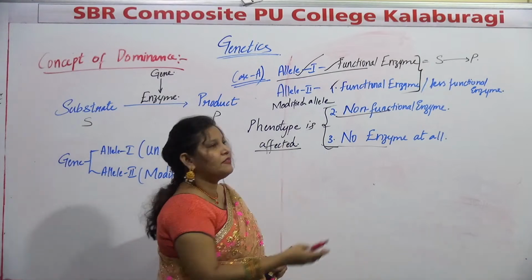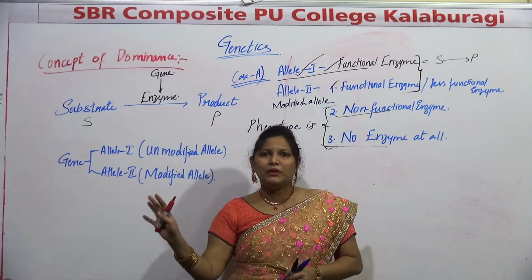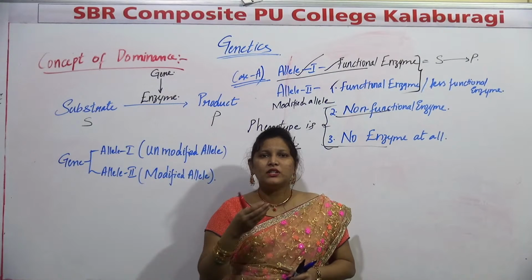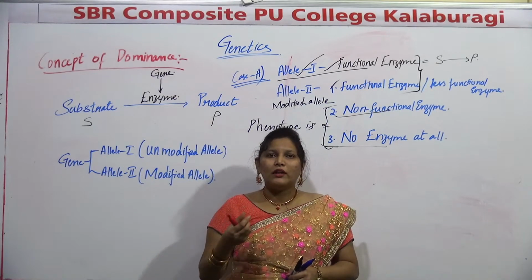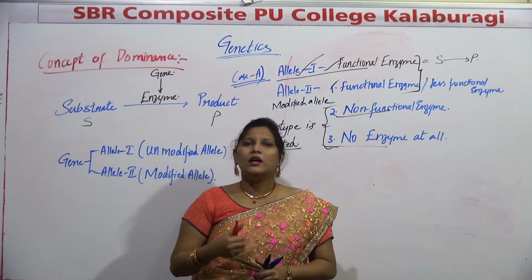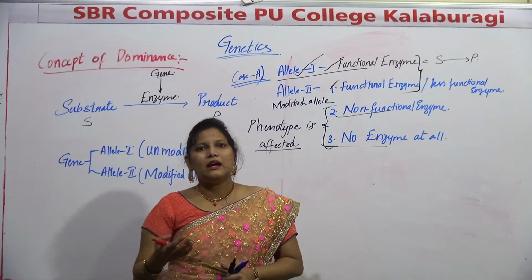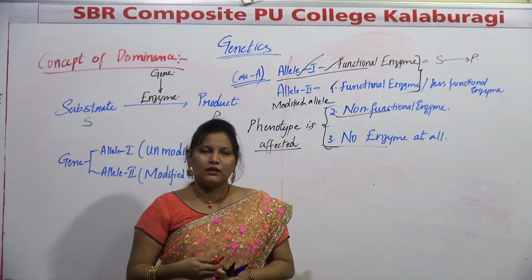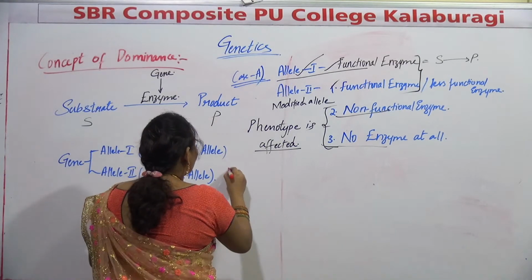What is the original phenotype here? Conversion of complete substrate into product is the original phenotype. So the unmodified allele, which is determining the original phenotype, is said to be the dominant allele and the other allele is the recessive allele. So here I will write the statement.